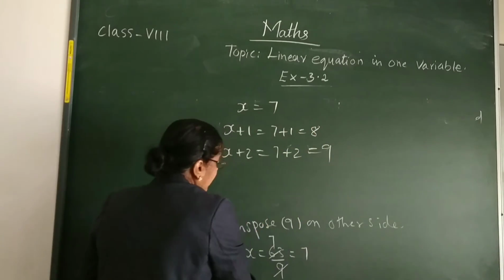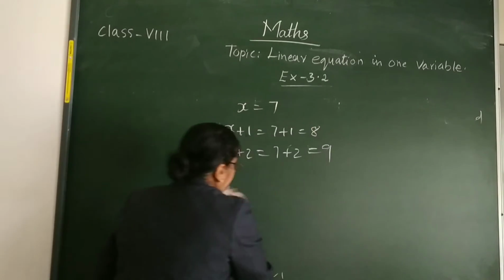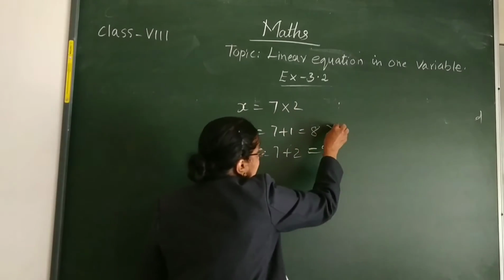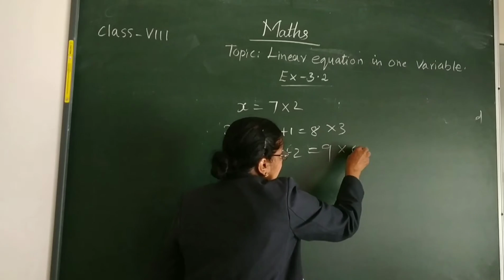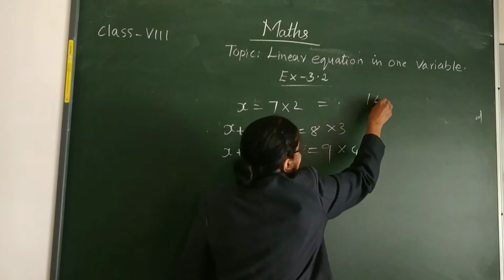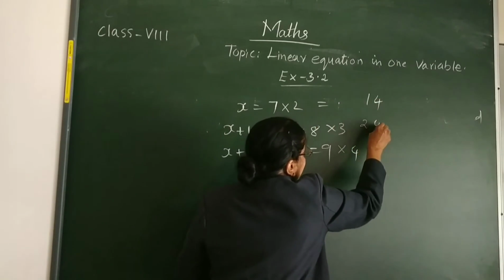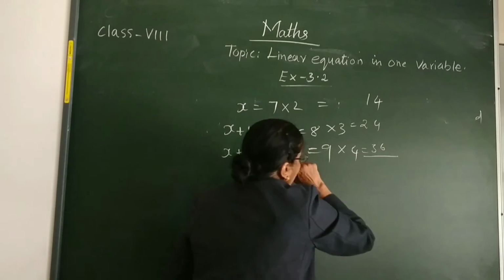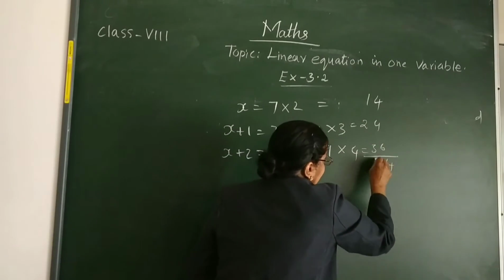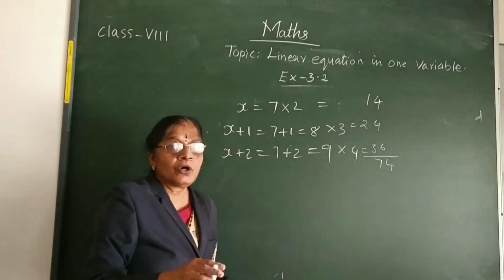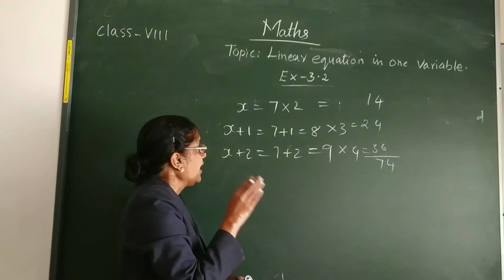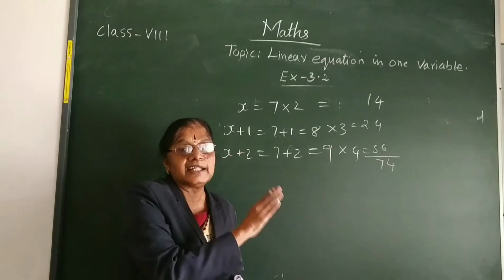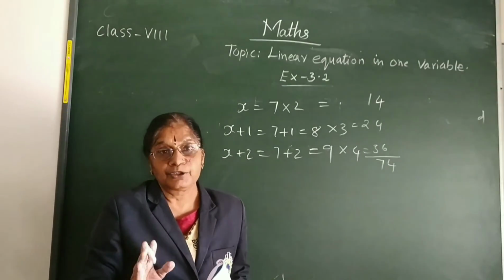We have to check whether our answer is correct or wrong. So what we have to do? 7 you multiply with 2, 8 you multiply with 3 and 9 you multiply with 4. 7 2s are 14, 8 3s are 24, 9 4s are 36. If you add this, you will get the answer as 74. So x value is 7, x plus 1 value is 8 and x plus 2 value is 9. These are the three consecutive numbers. So you came to know.